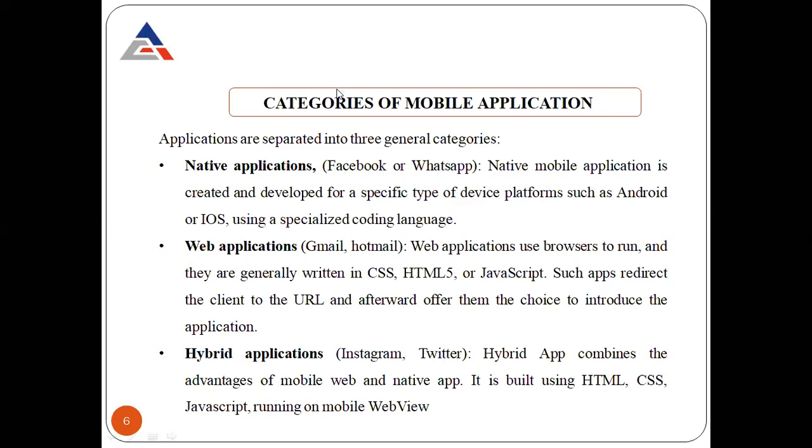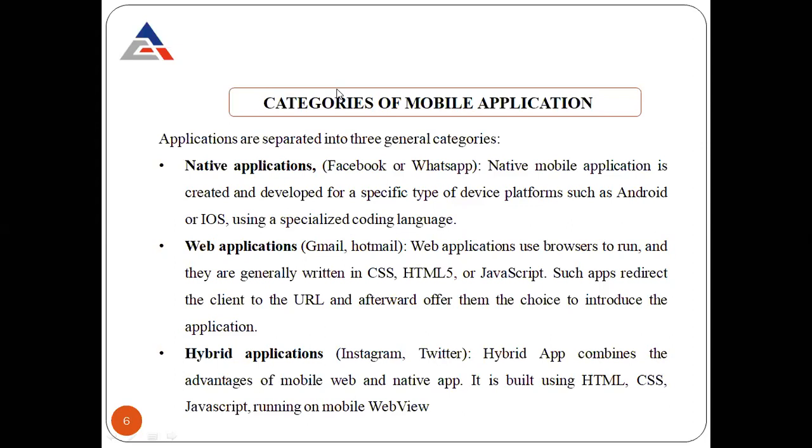Web application is an application that cannot run directly on your PC, but we can run it on your mobile phone with the help of web browsers. And hybrid applications are a combination of both native and web applications. So the various categories are native application, web application, and hybrid application.